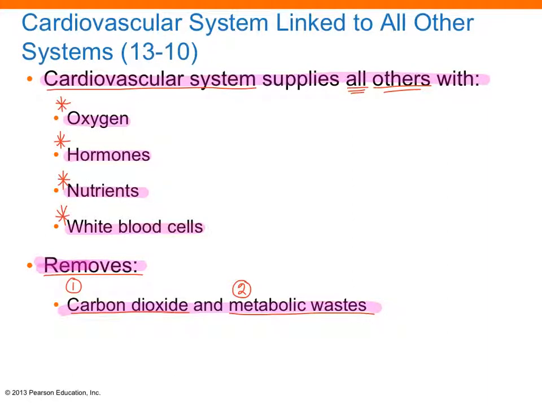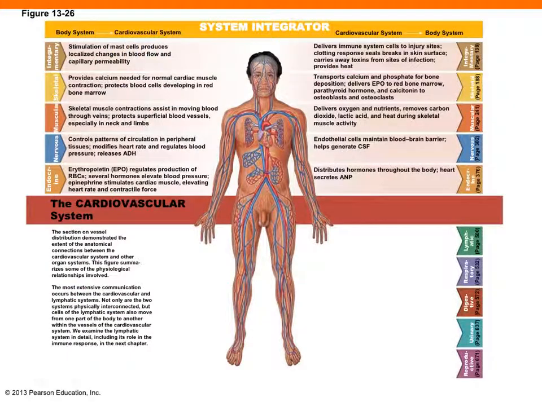The cardiovascular system supplies all other systems with oxygen, hormones, nutrients, and white blood cells. It removes carbon dioxide and metabolic waste. It is one of the most important systems within the human body. All the systems are interdependent. This shows you the integration of the cardiovascular system with all the other systems in the body.